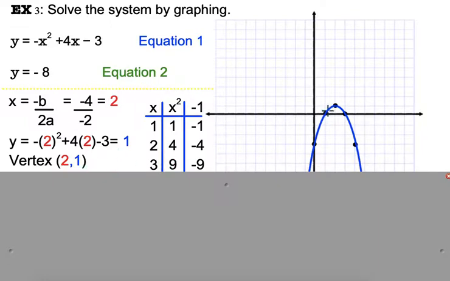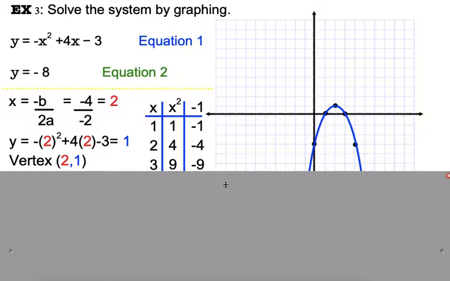So (2, 1) was my vertex. Then using my table, I used a stretch of -1 because my a value was -1. I graphed it, 1 out, 1 down, 2 out, and 4 down, and repeated the process. I even did (3, -9).